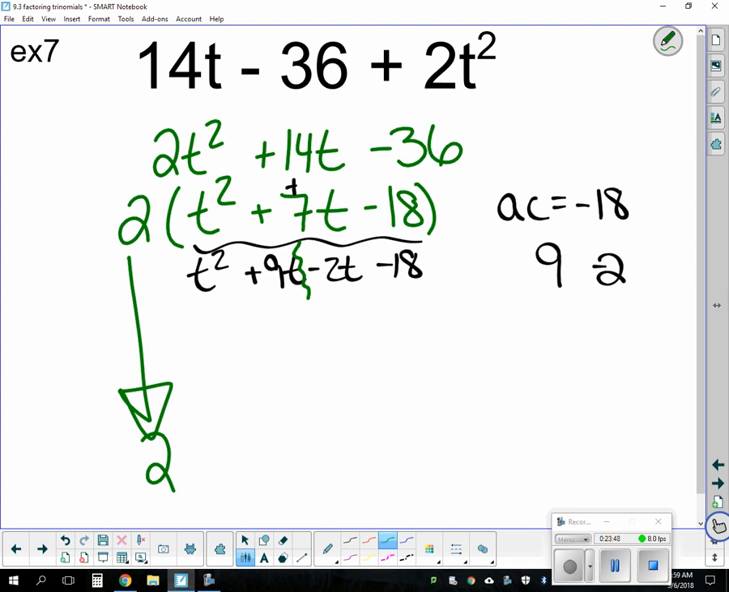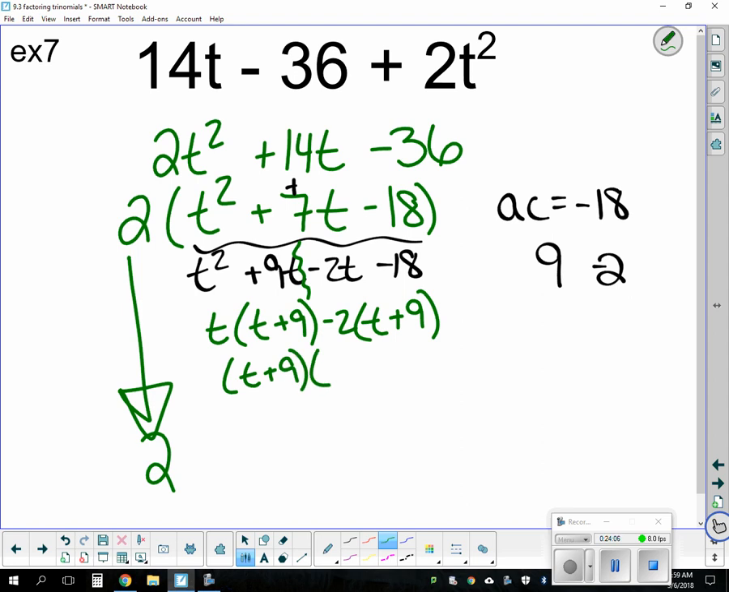4 terms means I can factor by grouping, split it in half. T comes out, t plus 9 is left. In the back, what's the GCF? A negative 2 to make my signs match. T plus 9 is left. So I have this part now becoming t plus 9 and t minus 2. Let me pause right there before I put my whole answer together.